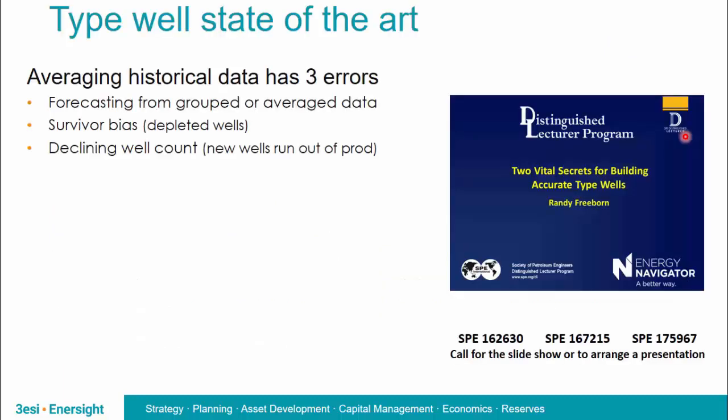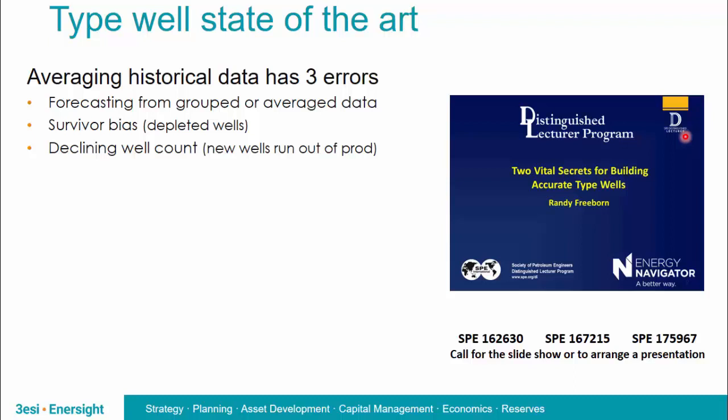I had the honor of being a distinguished lecturer with SPE this past year, and the title of my SPE Distinguished Lecturer talk was 2 Vital Secrets for Building Accurate Type Wells. That talk builds upon 3 papers that are published by the SPE, and those references are below if you wish to do further reading. But the gist of the talk suggested that the way we build type wells by averaging historical data has 3 potential errors.